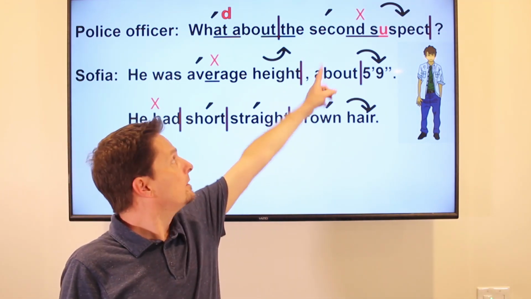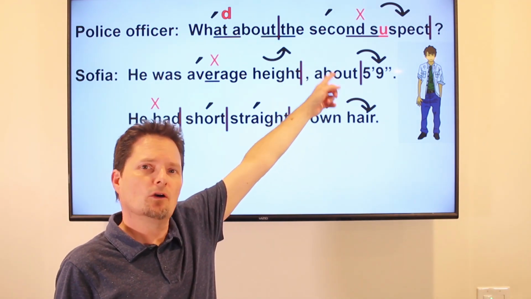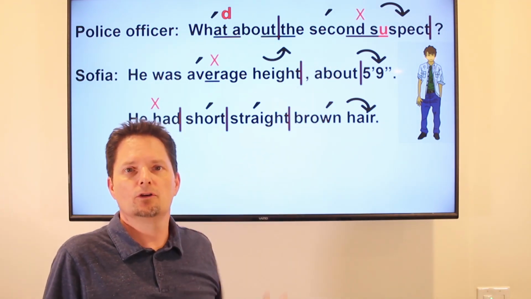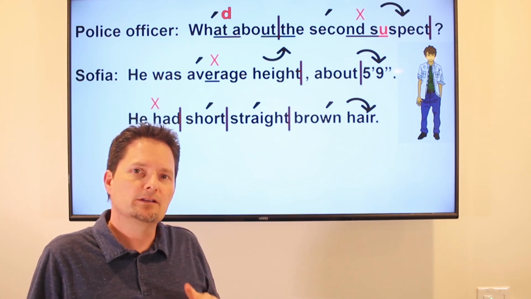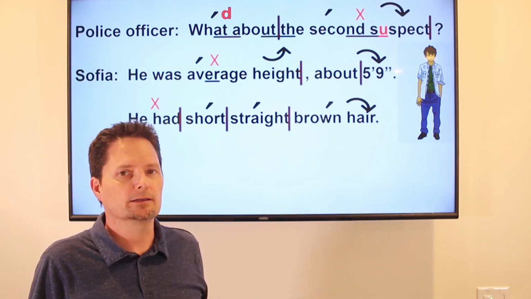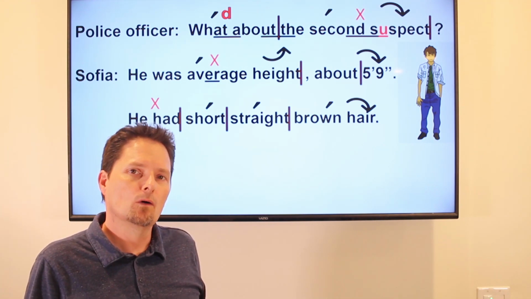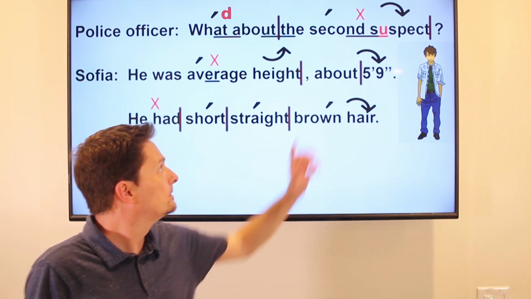We stress second, and we have ND. You don't hear the D. With ND together, you don't hear the D. Second. The tongue comes up a little bit, but you don't really hear it. Second. What about the second suspect?